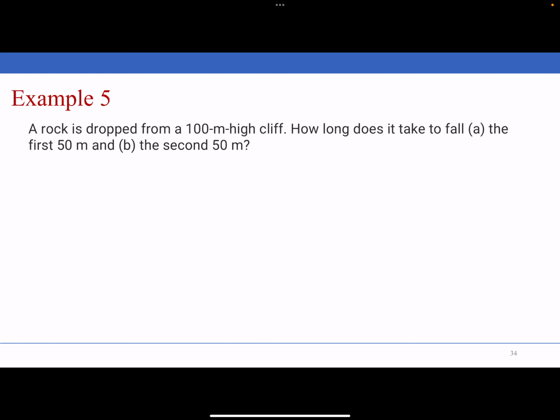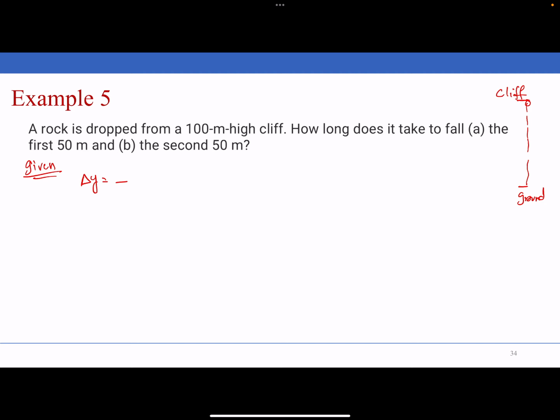Okay. This is similar to one of your homework problems, but a slightly different way of stating it. So in this case, a rock is dropped from a 100-meter high cliff. So the cliff is up here, and the ground is here. And a rock is dropped. Let's write down the given data right away. Delta y is negative. Well, the total is negative 100 meters.